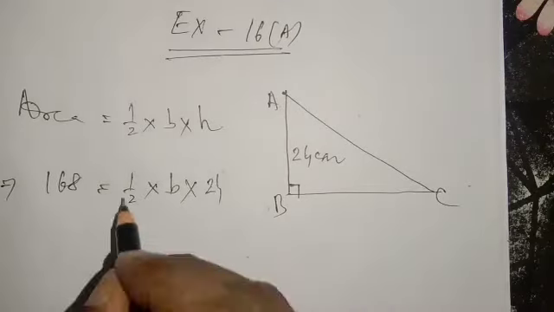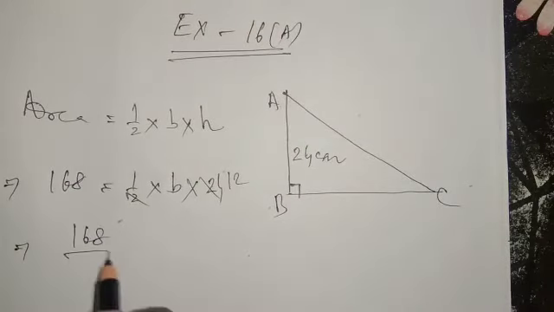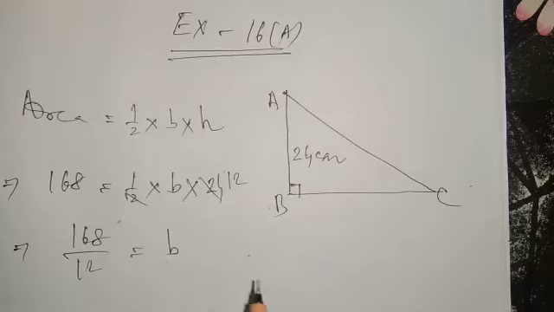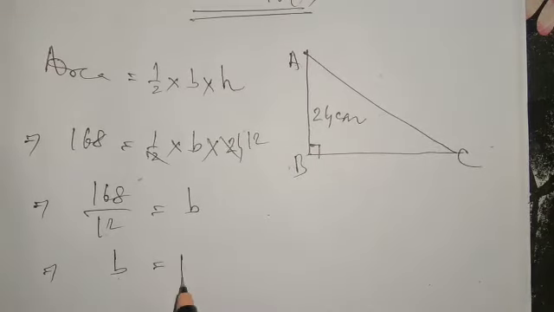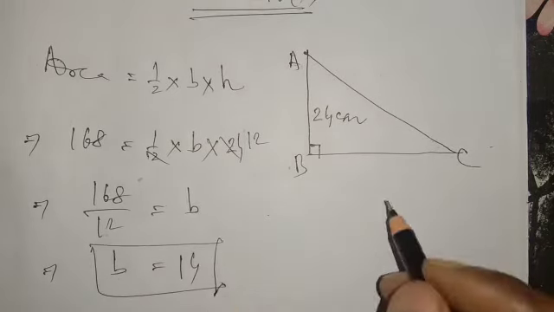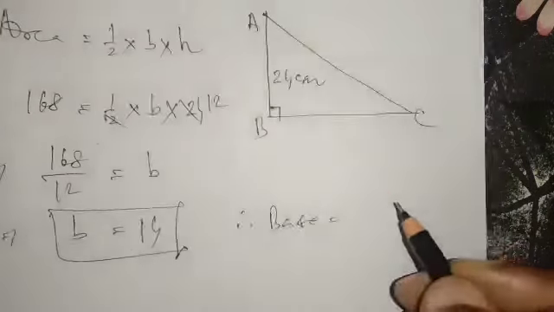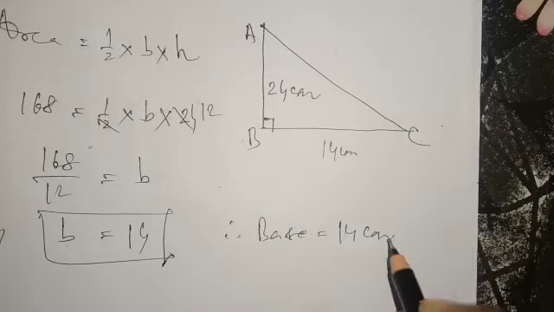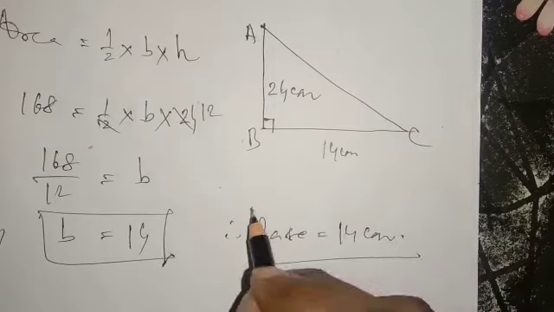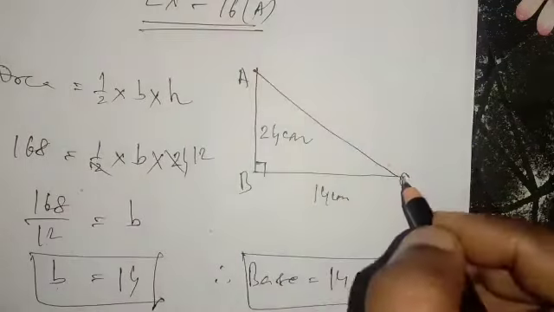Okay. It will cancel, 2 12s are 24, so 12 here. Now 168 divided by 12 will give you the base of the triangle. Just divide. Therefore, base of triangle will be 14, 12 1 is 12, 12 4 is 48, so 14. Base is equal to 14 centimeter. This one is 14 centimeter. After getting the base, 14 centimeter, then you can find the hypotenuse of the right angle triangle.